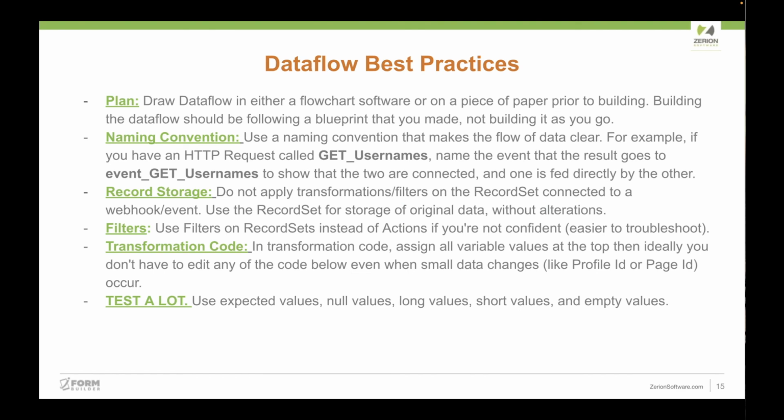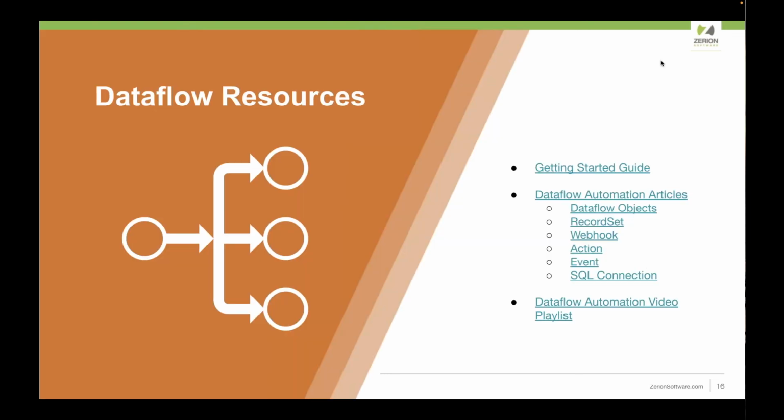When you have transformation code, assign all the variable values at the very top so that you don't have to edit any of the code below, even when some of the small data changes like profile ID or page ID occur. It's much easier to find and edit those variables when they're at the top of your transformation code. And lastly, one of the most important ones is just test a lot. Use the expected values, and make use of null values, long values, short values, and empty values to see what the results look like.